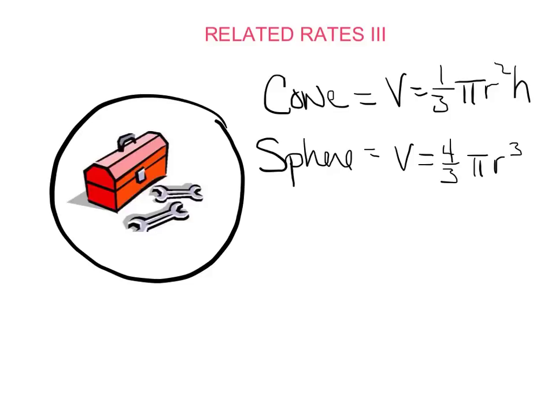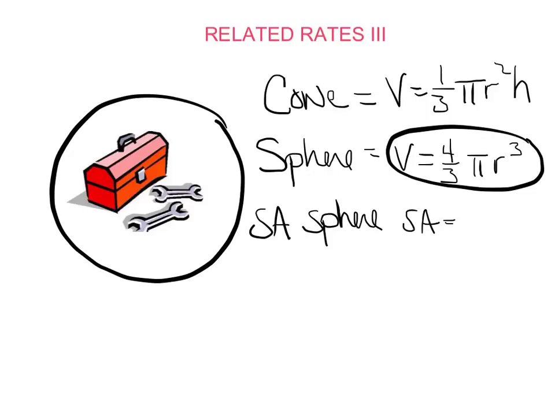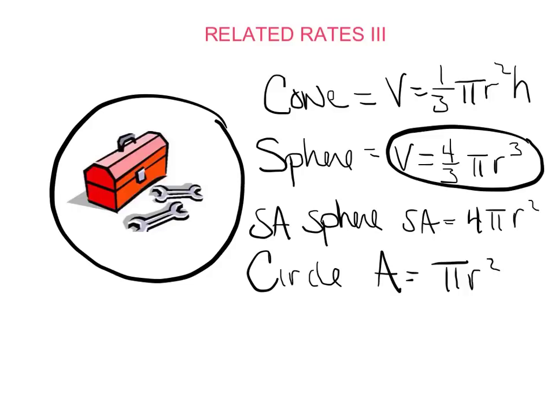And then we'll have the surface area of a sphere. My surface area is pretty handy. It's just this guy's derivative, so that's 4 pi r squared. And we'll touch on a circle, of course. The area of a circle is pi r squared. Circumference, 2 pi r.